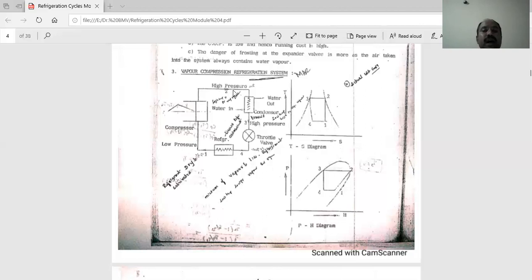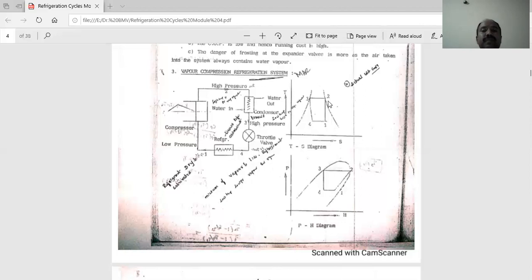At stage 2, the high pressure refrigerant passes to the condenser. That cooled liquid, high pressure refrigerant then passes to the throttle valve. In the throttle valve, the pressure is also reduced. That low pressure, low temperature liquid refrigerant then passes to the refrigeration system. Here the absorption of heat takes place, which produces a cooling effect. This is the working principle behind the vapor compression refrigeration system.